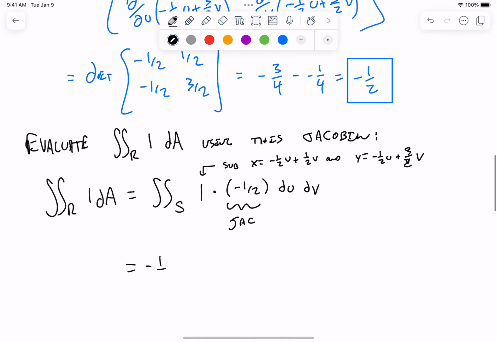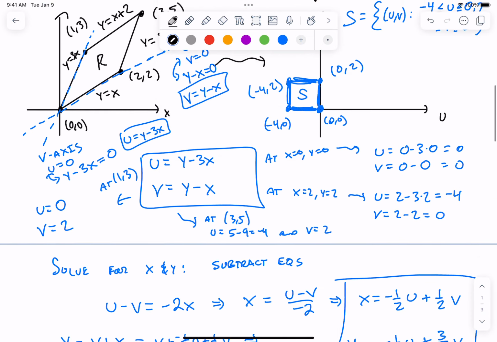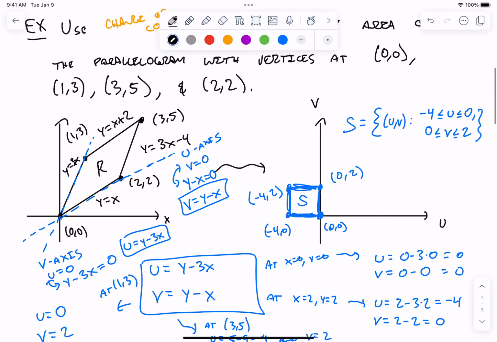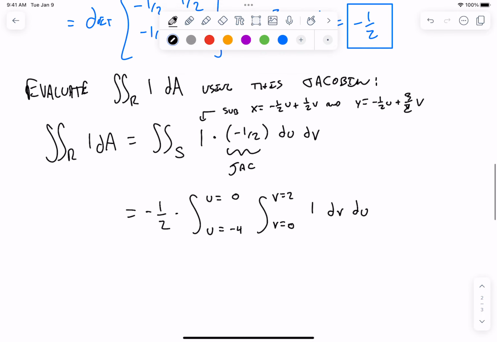So now take this Jacobian. It's just a constant, so you could factor it out, and you could set up your integral now. So u goes from -4 to 0, v goes from 0 to 2. It's the integral of 1 dv du. Let's see, just want to make sure. Yep, u is going from -4 to 0, and v is going from 0 to 2.